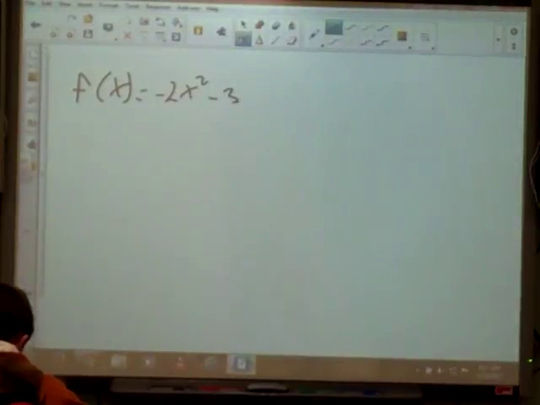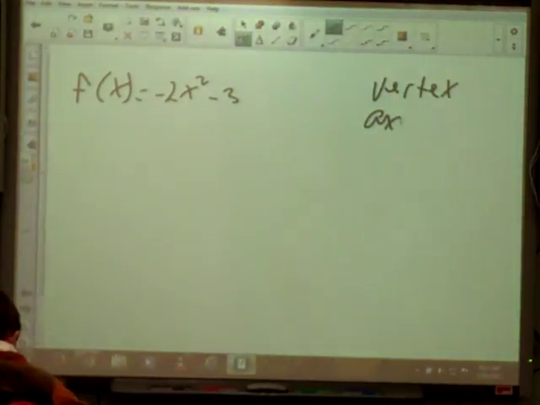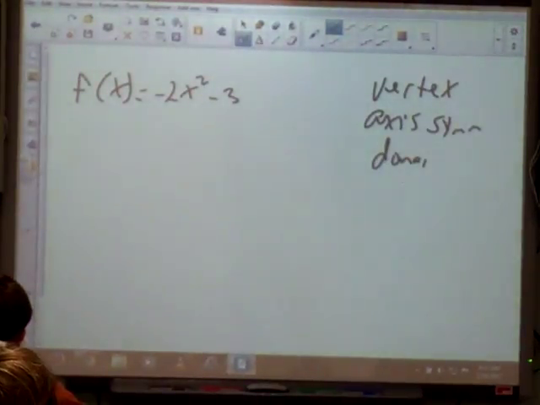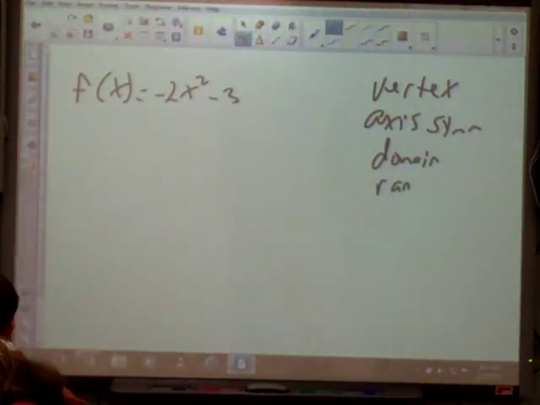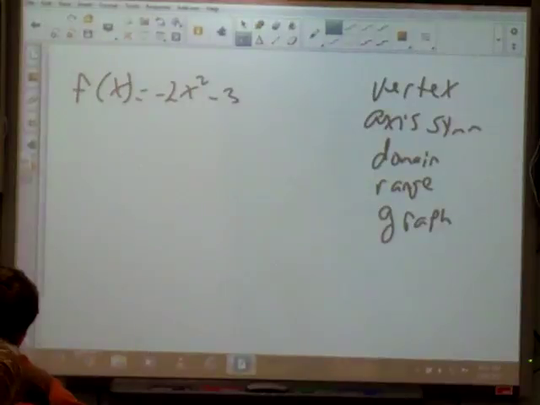I want us to find the vertex. I want us to find the axis of symmetry. I want us to give the domain and the range. 2 new ones I just added there. I ain't never learned that stuff. You're fixing to. And I want to see what the graph looks like.